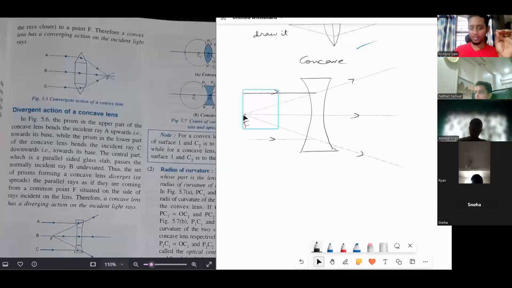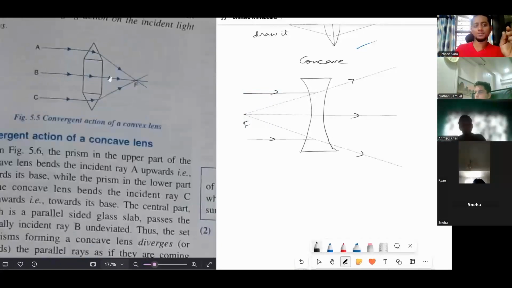So is the light actually going to this focus for a concave lens? The light is not going there at all. It's an imaginary focus, not a real focus, focal point, because the light rays are not going to that point. Here, in a convex lens, the focus is the real point because the light is actually meeting at that point.